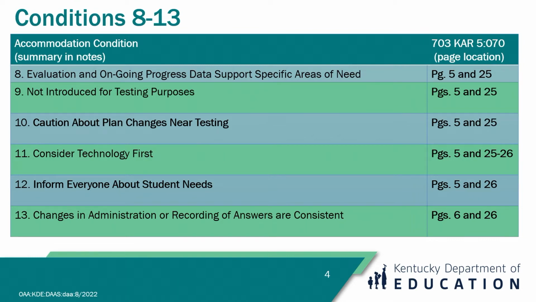Moving along, there should be evaluation and ongoing progress data to support the specific areas of need. Everything in an IEP, a 504, or PSP should be based on observable data. Nine, they should not be introduced for testing purposes only.